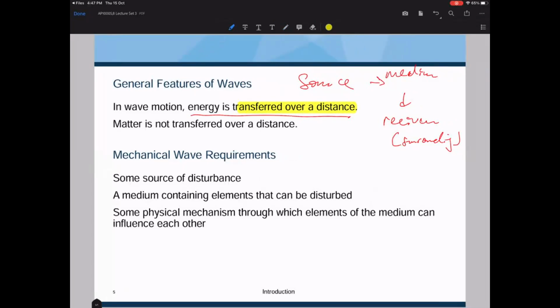In the process, particles in the medium oscillate. The electromagnetic wave does not have particles, but in the material wave, in the mechanical wave, you have particles. Those particles in the medium oscillate up and down. But after the wave has gone through, they are not moved from their original place. Material is not transferred.